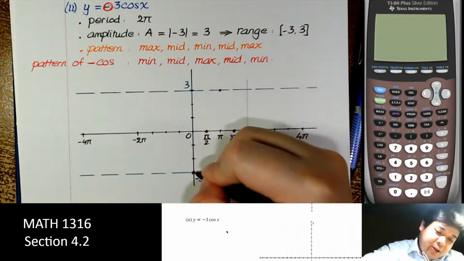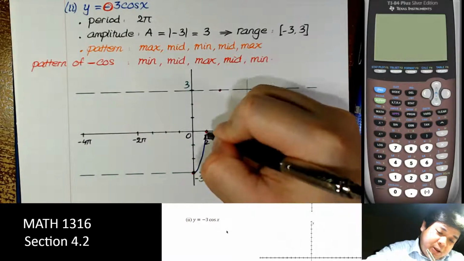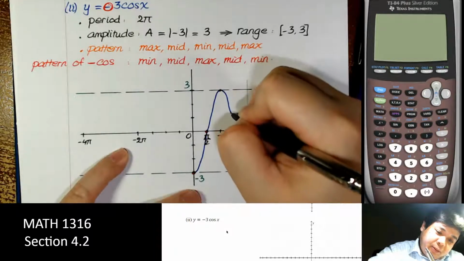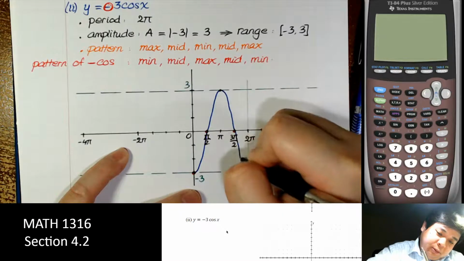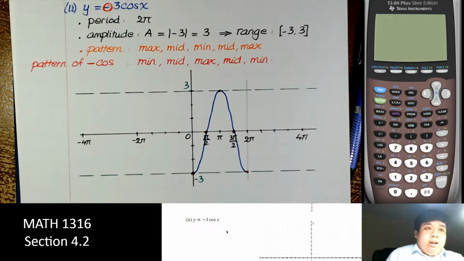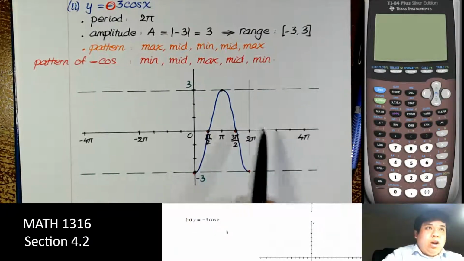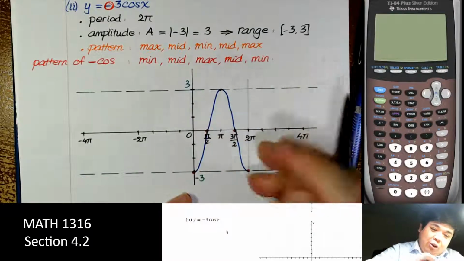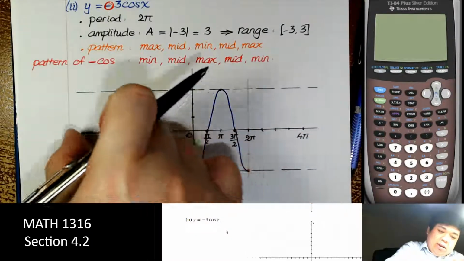So that is one period, 2 pi, 0 to 2 pi. Now the rest is just copy and paste this for every period of 2 pi.